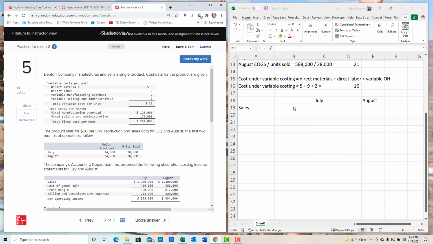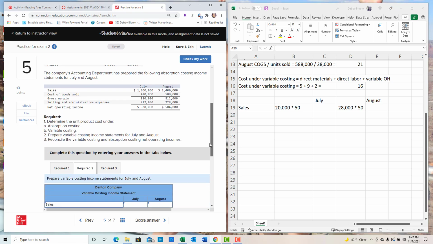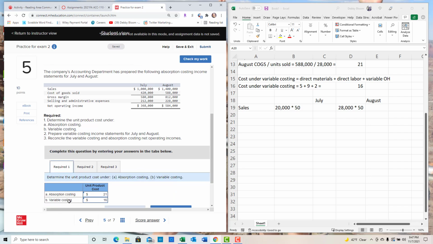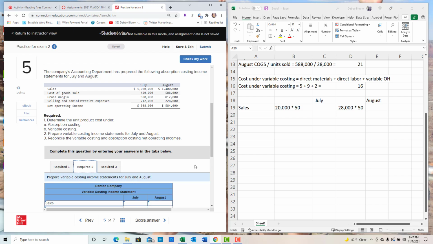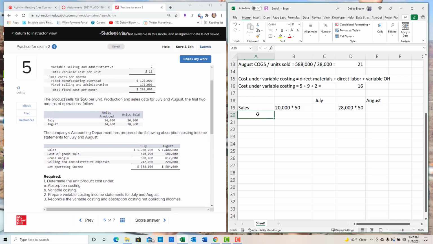So our sales in July are going to be our 20,000 units sold multiplied by the 50. In August, we sold 28,000 units, so our sales are going to be 28,000 multiplied by 50. After our sales, we want to subtract our variable cost of goods sold. Notice down here, in requirement number 1, we already calculated under variable costing our unit product cost is $16 per unit. So we're going to use that to calculate our variable cost of goods sold.